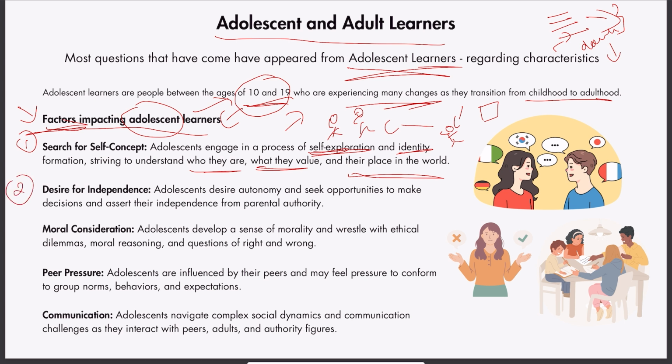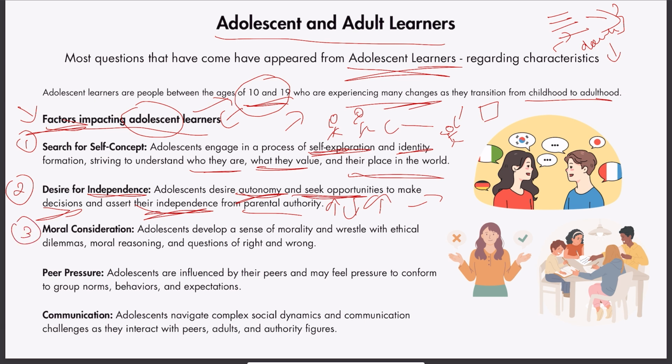Next, we have a desire for independence, and this is so true. As teenagers, we hated being told to do this, do that, don't do this, study, don't study, go to tuition. We hated that. So, adolescents desire autonomy and seek opportunities to make decisions and assert their independence from parental authority. It is the first time that you're conscious enough to make your own decisions, know what is right from wrong, so you assert your independence.